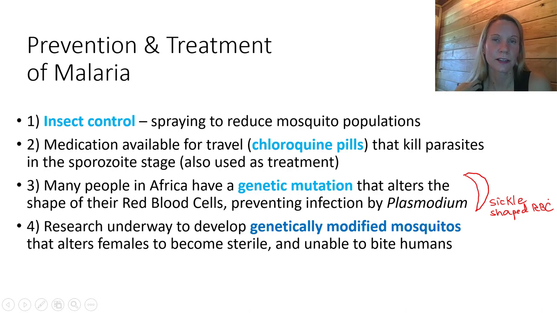So research is currently underway to develop genetically modified mosquitoes. This is a really cool idea, I think. So the scientists here are trying to genetically modify the vector, right, the mosquito, and they alter the female so that she becomes sterile and also genetically modifies her mouth parts. Because remember, the reason why the male mosquitoes do not transmit the infection to humans is that their mouth parts cannot bite our skin properly. So it genetically alters the female. So not only can't they lay fertile eggs, but they also are unable to bite us.